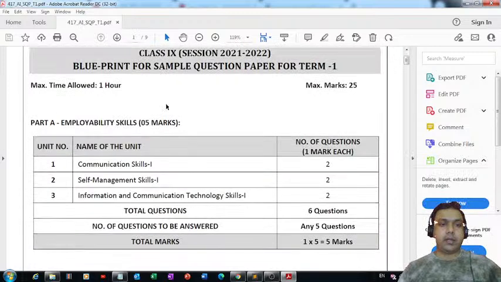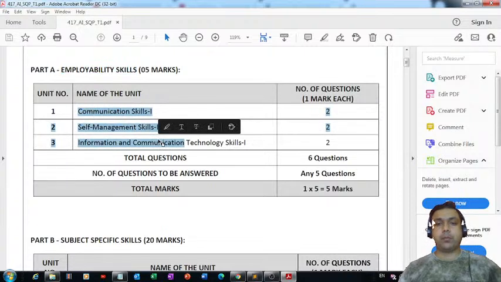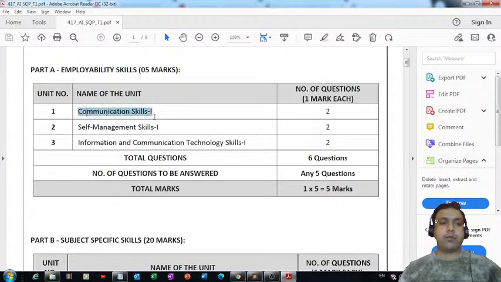For grade 9, the question paper is going to be of 25 marks. From this part A, which is based on your employability skills, there are three units you have to prepare, as you know very well. From the first unit, you will get two questions. From the second unit, you will get two questions, and from the third one also, you will get two questions.